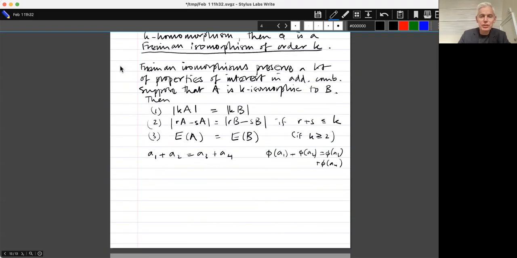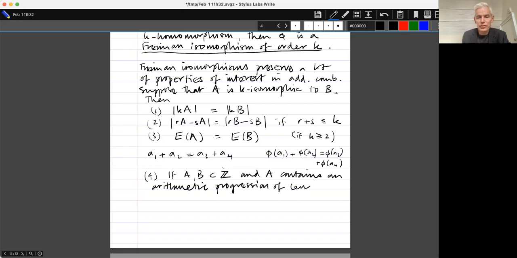There must be some other properties. Another, yes, maybe another. This is a sample property. It's not a property that on its own is, well, it can be interesting, but it's just an example of the kind of thing that one can prove. For simplicity, let's make them both subsets of Z. So if A and B are subsets of Z, and A contains an arithmetic progression of length r, then so does B. And for this we need only that k should be at least 2. So in particular a 2-homomorphism preserves arithmetic progressions.